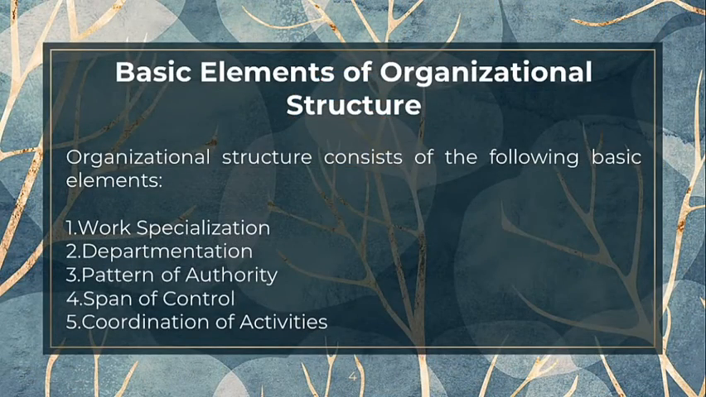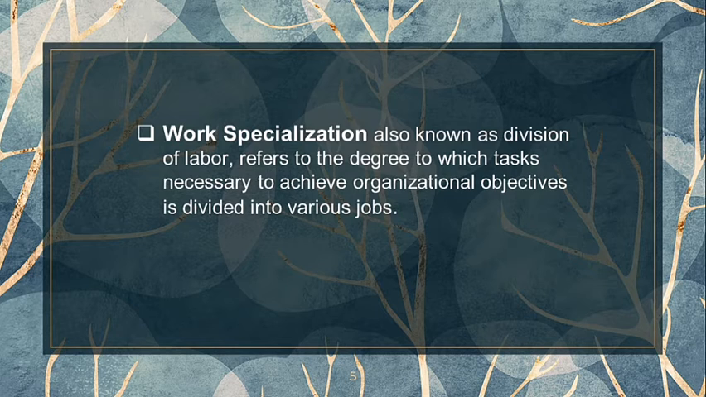So, organizational structures consist of five basic elements, which are work specialization, departmentation, pattern of authority, span of control, and coordination of activities. Work specialization is also known as division of labor. It refers to the degree to which tasks necessary to achieve organizational objectives are divided into various jobs, which means that it is a process of dividing work activities into separate job tasks. Individual employees specialize in doing part of an activity rather than the entire activity in order to increase work output. Other organizations have employees specialized in individual tasks so that the workers become highly proficient in their specialized area.